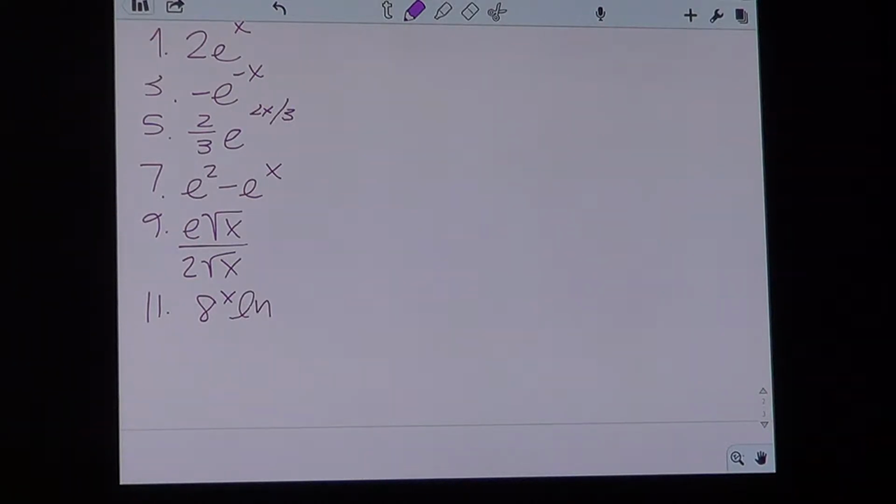No. I think we, number 9, I think we actually got it right. It's kind of just written different. Because we have e to the 1/2 x, and that's e to the square root x. And then we have 1/2 x. So that's the same as 2 root x. I think we're good on that.